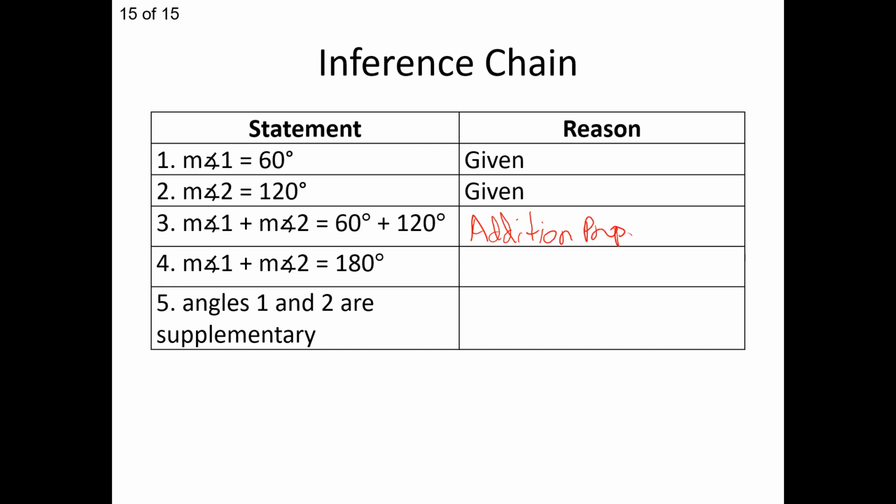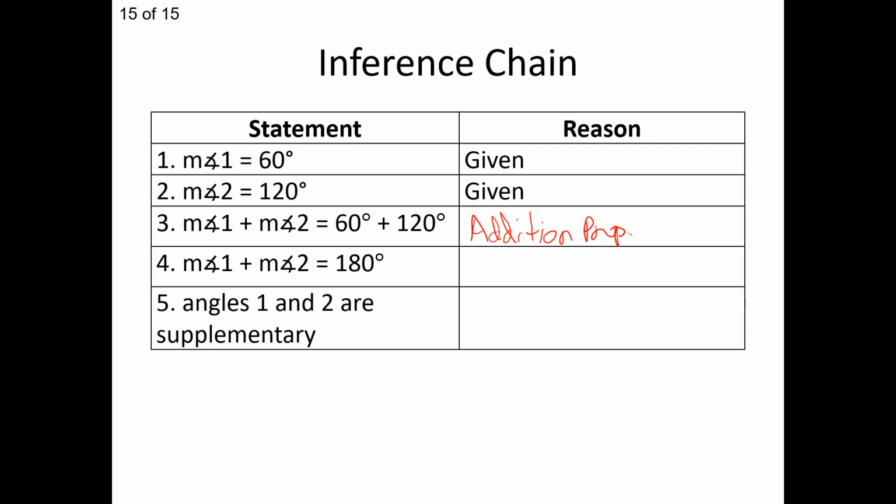Now, why is it the addition property? The addition property, remember, says that we can add equals to equals, and guess what we get? We get equals from that. So if I take the equals from statement 1 and I take the equals from statement 2 and I add those equals to my other equals, I get equal things, which means that's where I get angle 1 plus angle 2 is equal to 60 plus 120. Let's now move to our next inference in our statement 4.